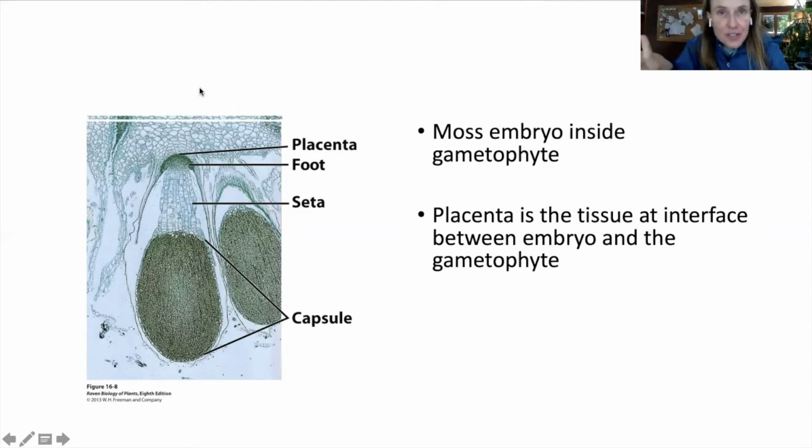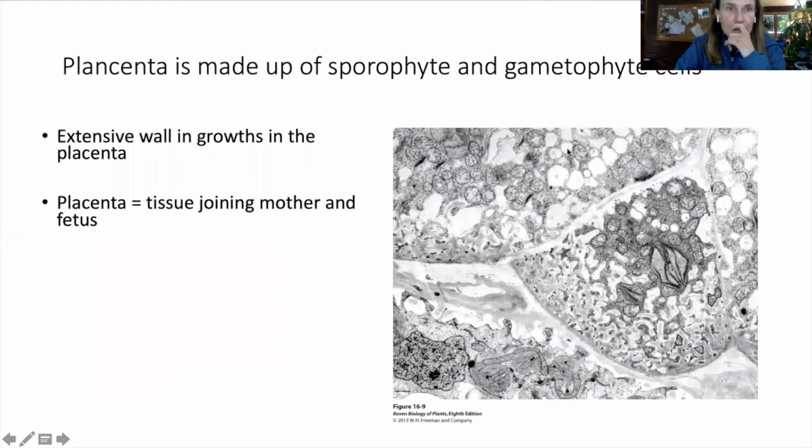So the placenta, just like in animals, is a tissue that's at the interface between the embryo and, in this case, the gametophyte, which isn't the case for animals, forget that. But okay, let's have a better look. So placenta is made up of sporophyte and gametophyte cells, right? So you've got the gametophyte, the archegonium, and you've got the baby sporophyte, the embryo developing inside the archegonium. And what happens is extensive wall ingrowths in the placenta, and it just represents the tissue joining the mother and the fetus.